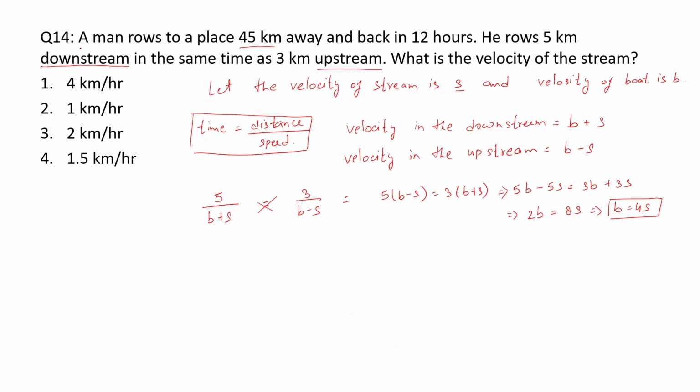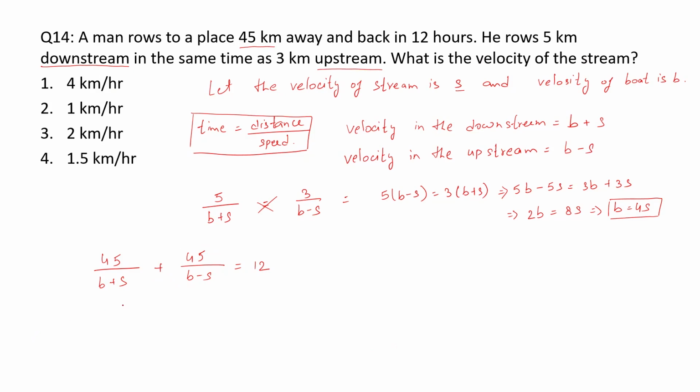Now just look at this. A man rows to a place 45 kilometers away. So the distance is 45 kilometers, right? How much time has he taken? 12 hours. He must have gone downstream as well as upstream, because he is going and coming back. So 45 upon b plus s plus 45 upon b minus s. This is the time taken in going downstream, and this is the time taken while coming back. And how much total time has he taken? 12 hours.